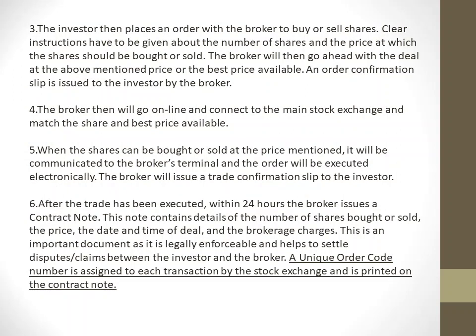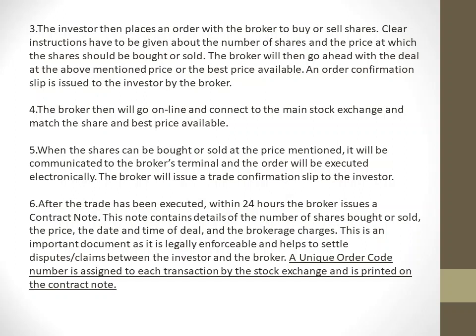Then the investor will place the order with the broker for the buying and selling of shares. He will give clear instructions as to which company's shares are to be bought as well as sold. Then a broker will go online, and he will tell at what prices the securities can be bought or sold, and if the rate matches the rate at which you want to purchase or sell the security, then an order confirmation slip is issued to the investor. That is, if you are the investor, to you by the broker.